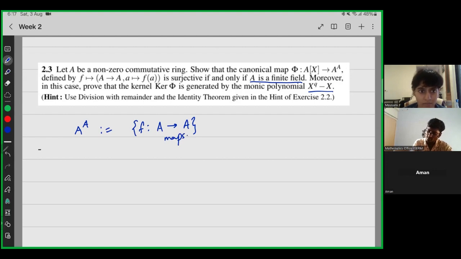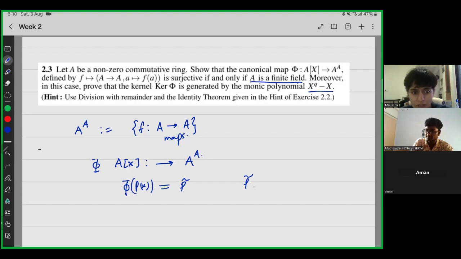So what is this doing, A[x] to A^A? This is just giving a polynomial function. Phi of p(x) is... but why p(x)? It's supposed to take in the domain elements, not a polynomial. Only elements are in the domain, and we have to assign them to a function. So here we have a polynomial, and we then want a function.